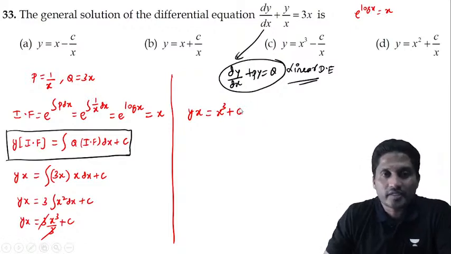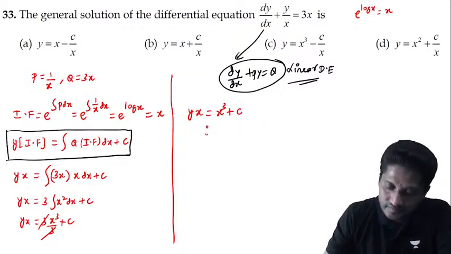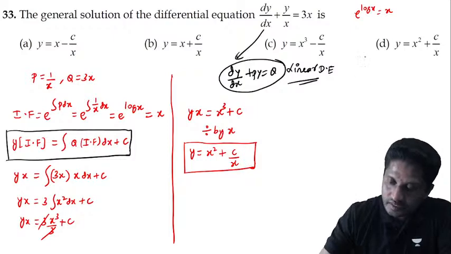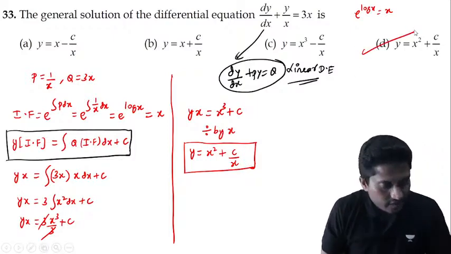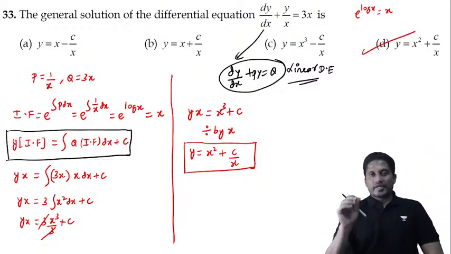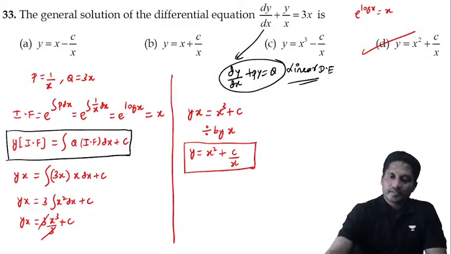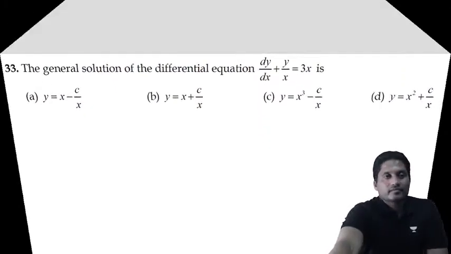I don't get any option like this. If I divide through by x, you get y is equal to x square plus c by x. Okay, that's the last option. Answer is option D. So anyways, linear differential equations, dy by dx plus py is equal to q, you have done in boards. That is important. It's a question based on that only, and it's easy as well.